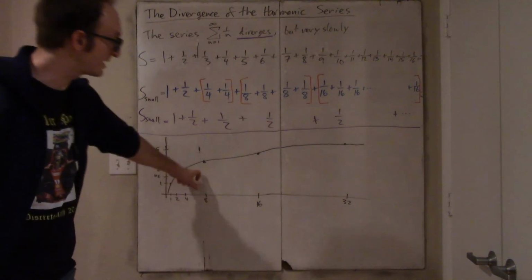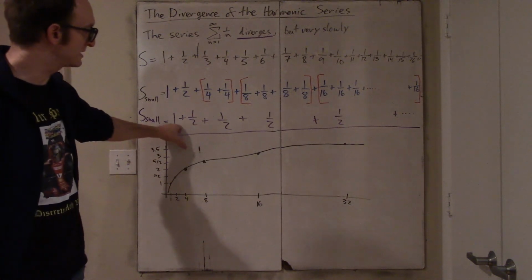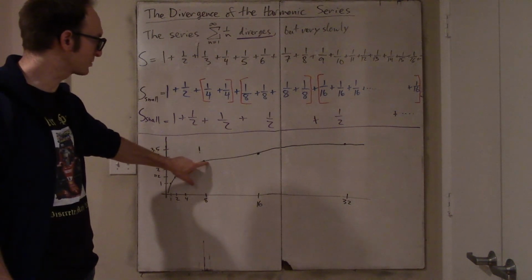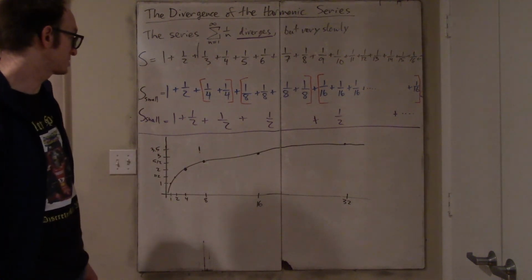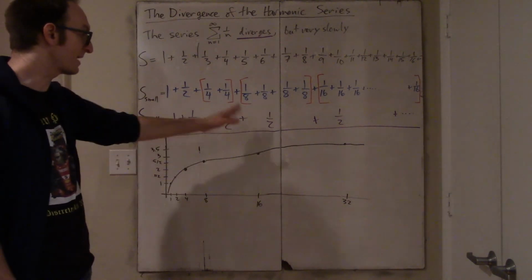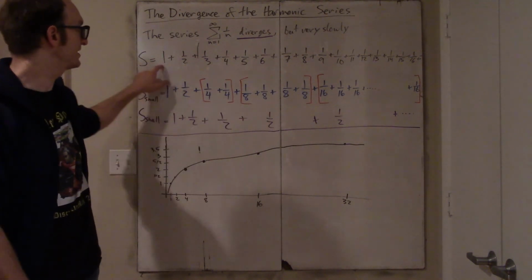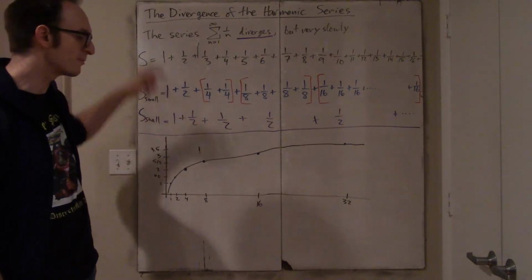And I've just shown how the growth in this S small series is precisely logarithmic. This is just some kind of log base 2 type thing. And this S, our actual series, is just a tiny bit more than that.